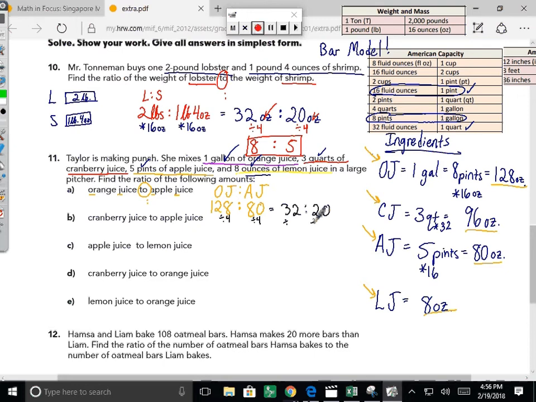So what could I divide nicely into 32 and 20? In fact, I think we saw that on the first side of our worksheet. Looks like 4 goes into 32 8 times, and 4 goes into 20 5 times. For part A, we get a ratio of 8 to 5.